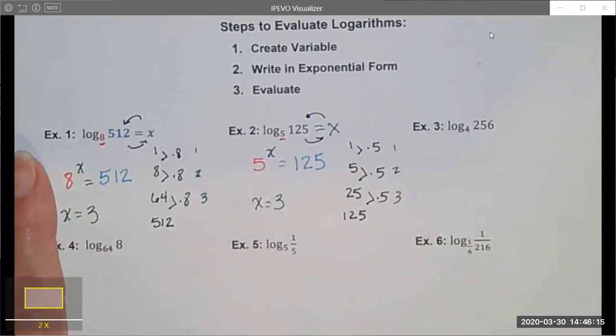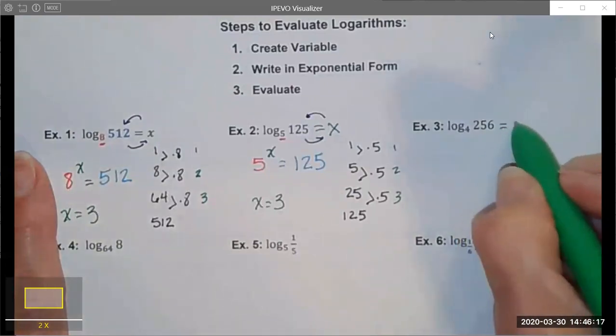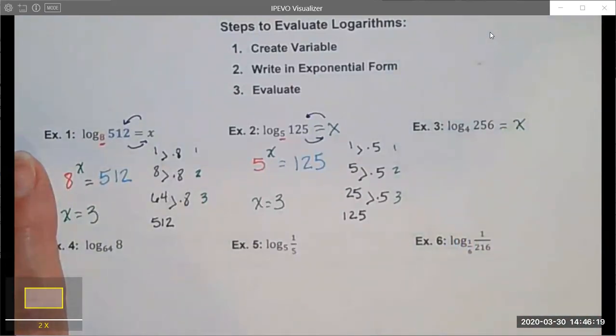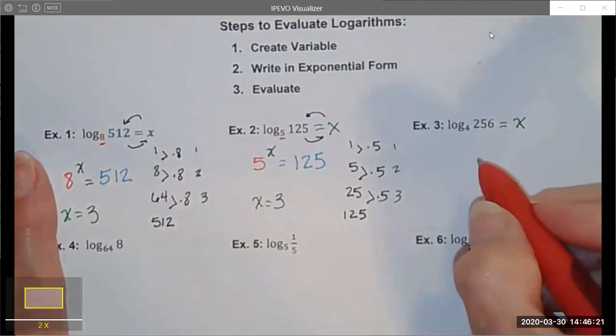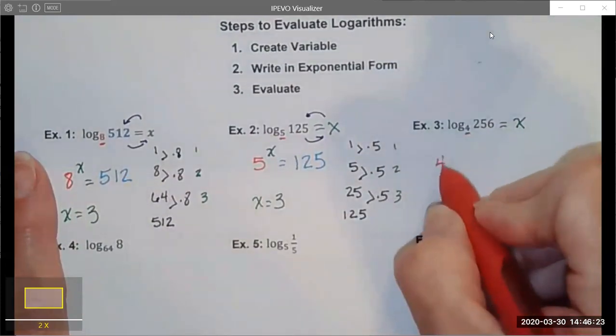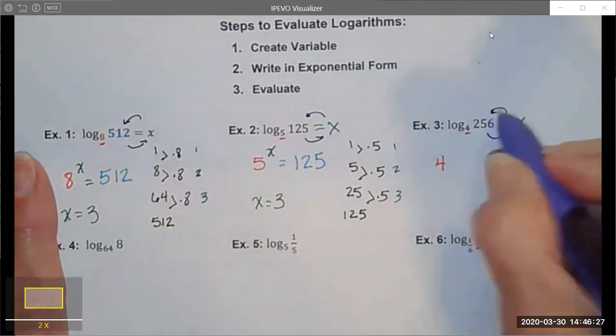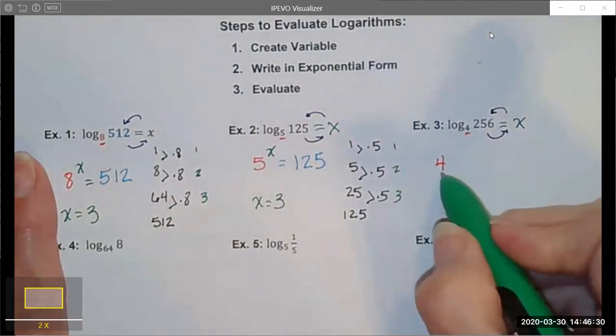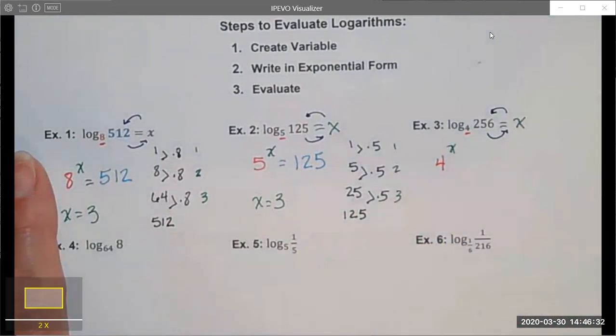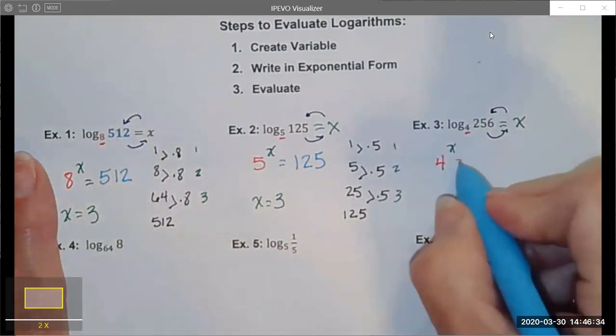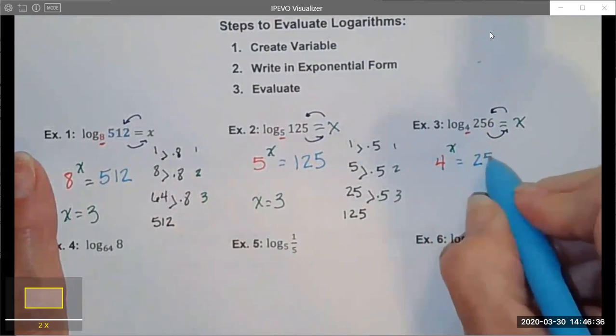Another, we create our variable. We write this in exponential form. 4, roll my log. 4 raised to some power is going to be equal to 256.